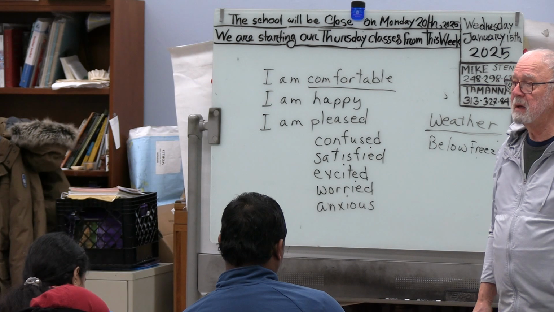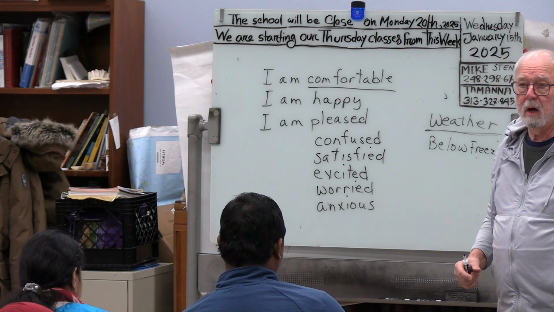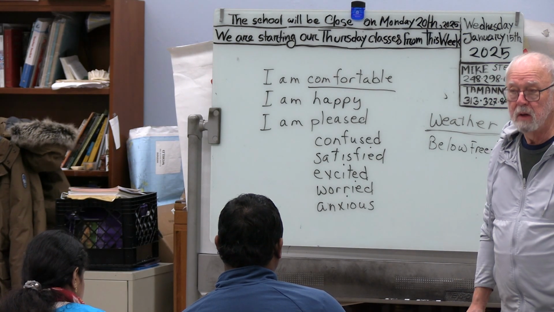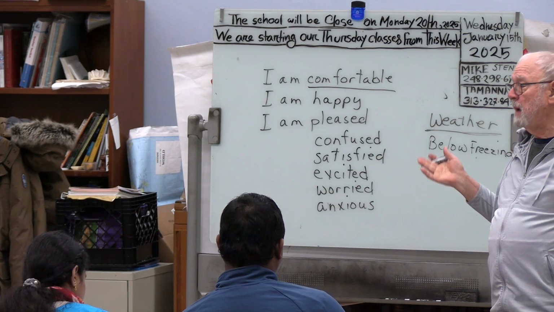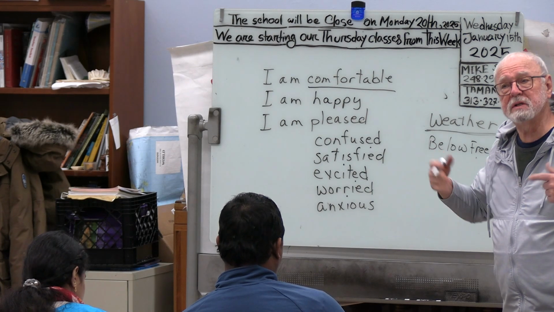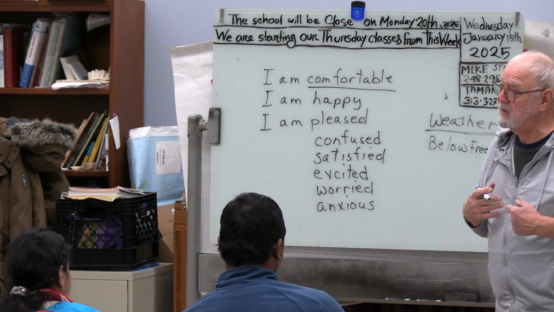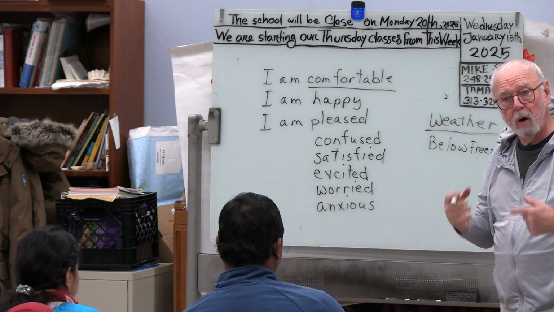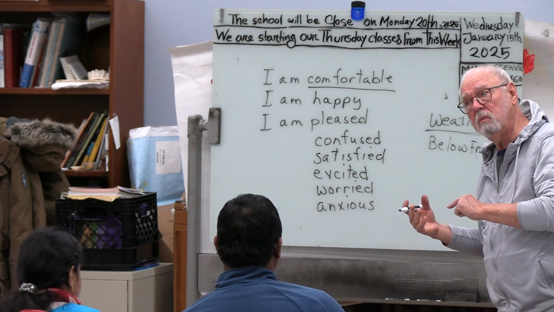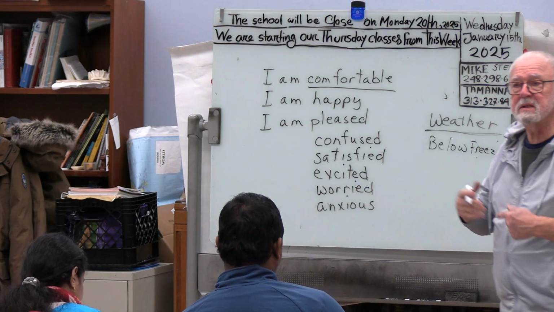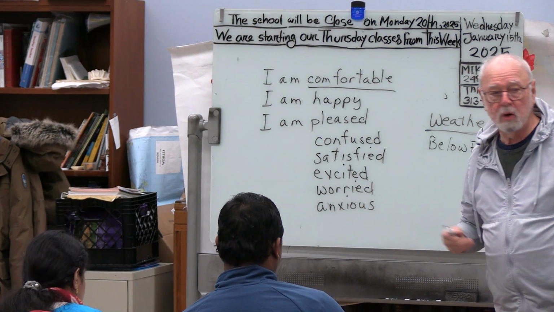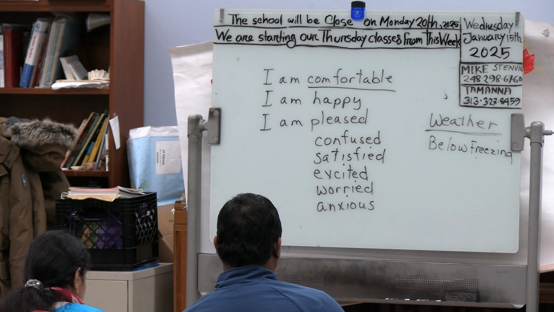How would we use that? We would use that often with a situation. For example, the temperature in the room. How does it feel? I like this temperature. Warm enough, not too warm, not too cold. It is comfortable.